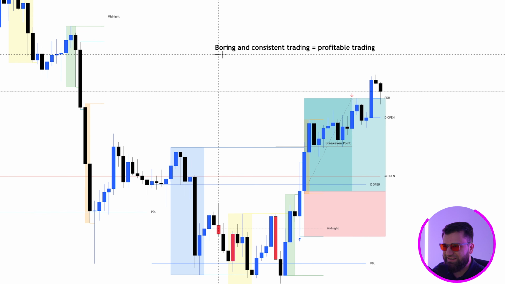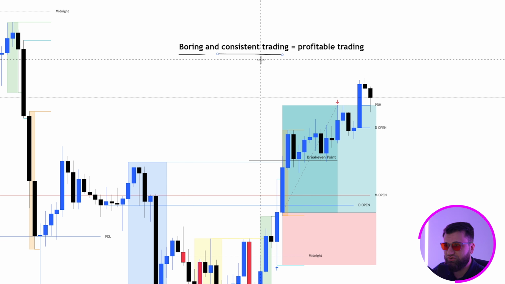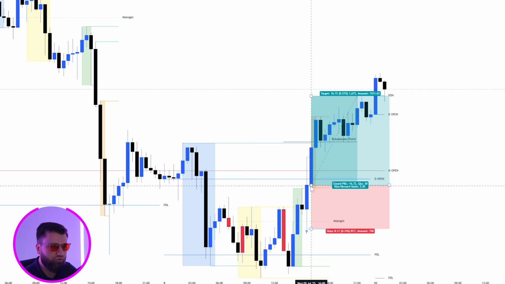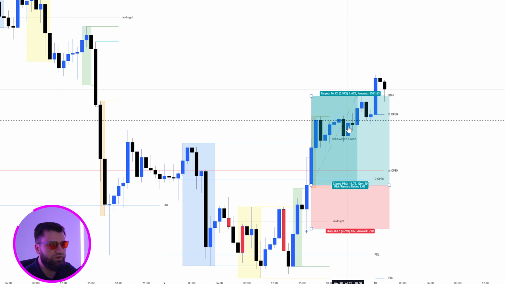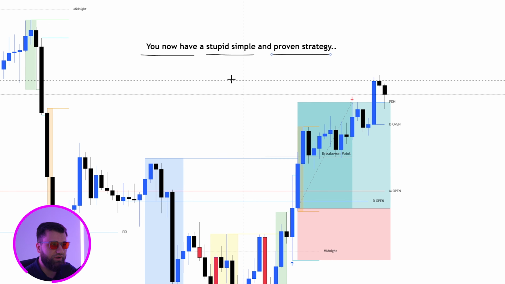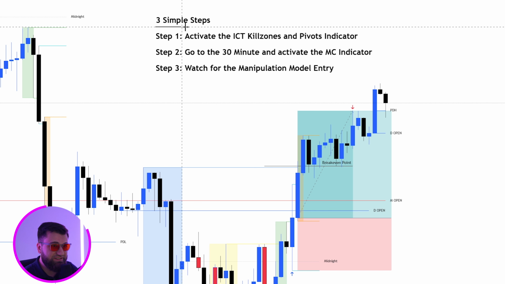So you guys probably realize this is pretty boring and consistent trading, but boring and consistent trading always equals profitable trading. So right here at the bottom right corner, you guys can see we made on this trade $6,680. Was a simple trade, zero drawdown, and went all the way to TP. Really simple. So now you have a stupid, simple, and proven strategy, which means you have everything you need to become a consistent trader. So let's summarize the 3 simple steps.